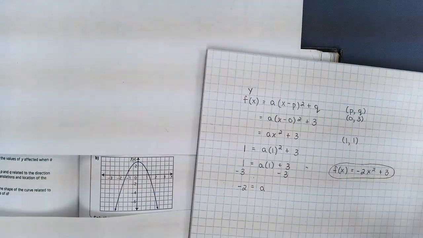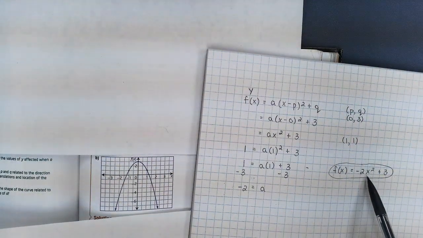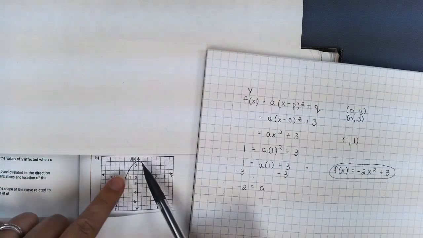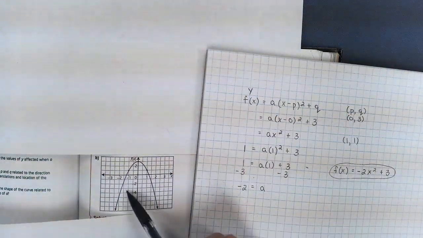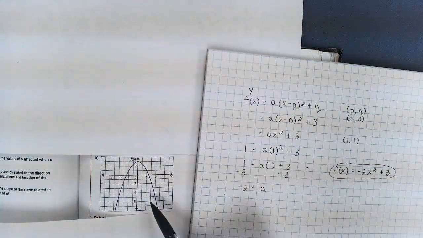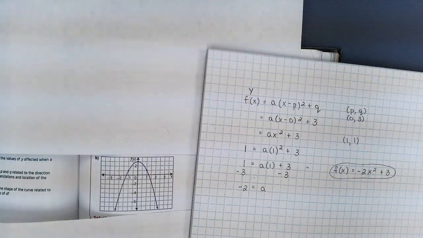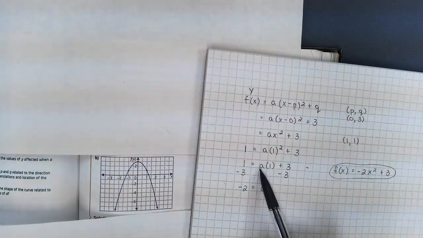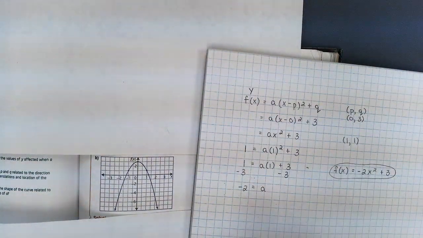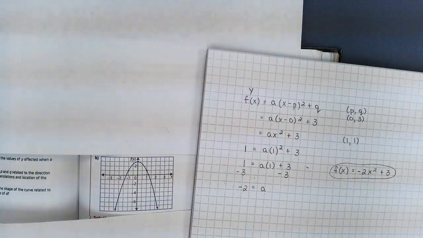And when I look back at the graph, just to double check, I can see that this is a graph that is a little bit more narrow than the original graph. That's what the 2 is doing, and it's opening downwards, which is what the negative is indicating to me. So that is how you sub in coordinates to help you solve for a, which is the coefficient that's going to determine some of the qualities of this graph.